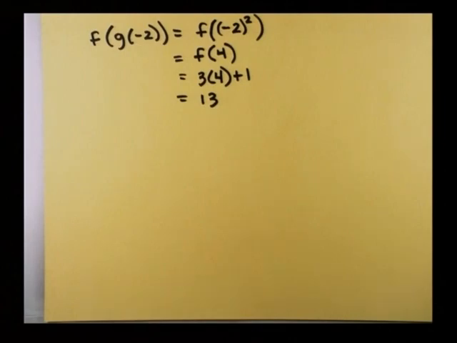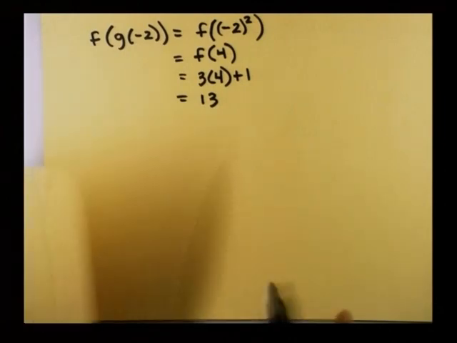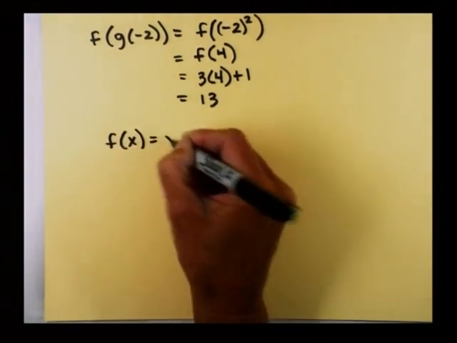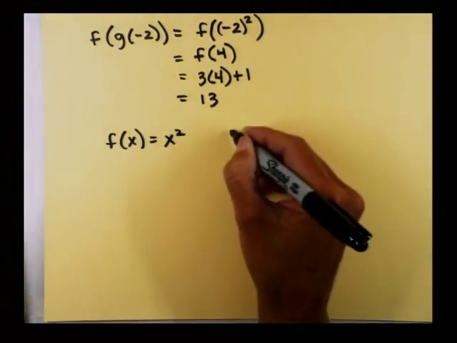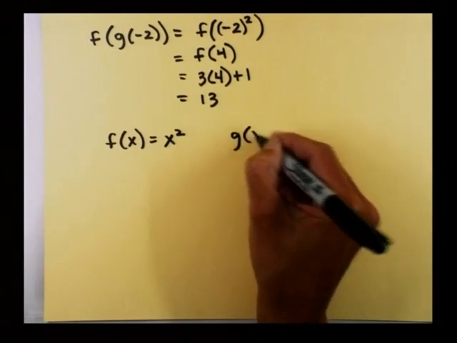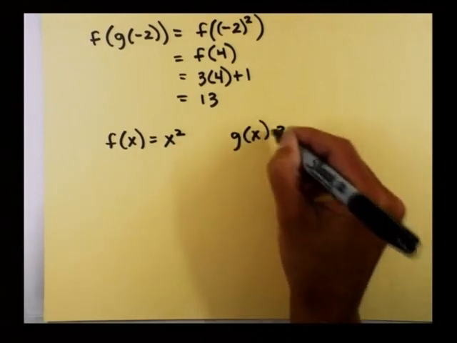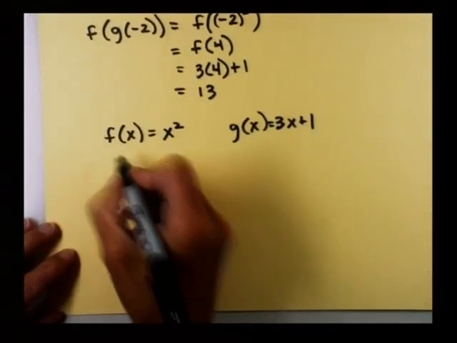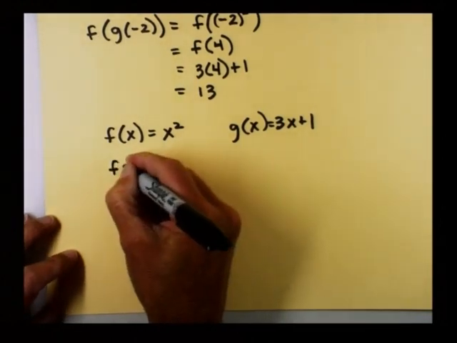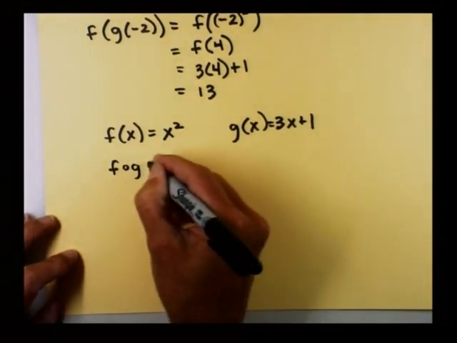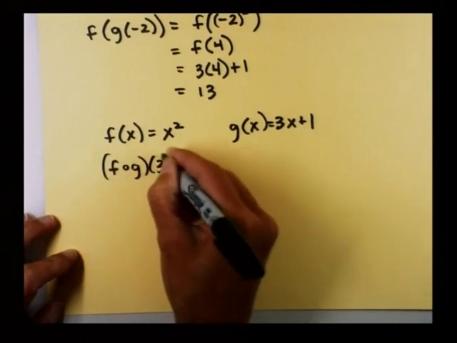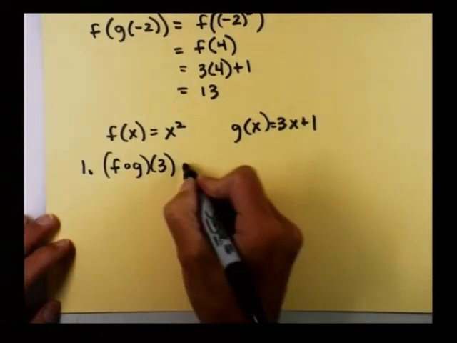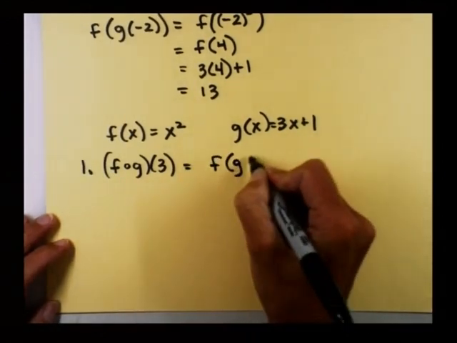Let's go ahead and continue working with these 2 equations. We're going to continue working with our f of x is x squared, and our g of x was 3x plus 1. But I want you to give a try here. We're going to do f of g of 3. That will be our first problem for you to try. Remember, this means the same thing as f of g of 3.